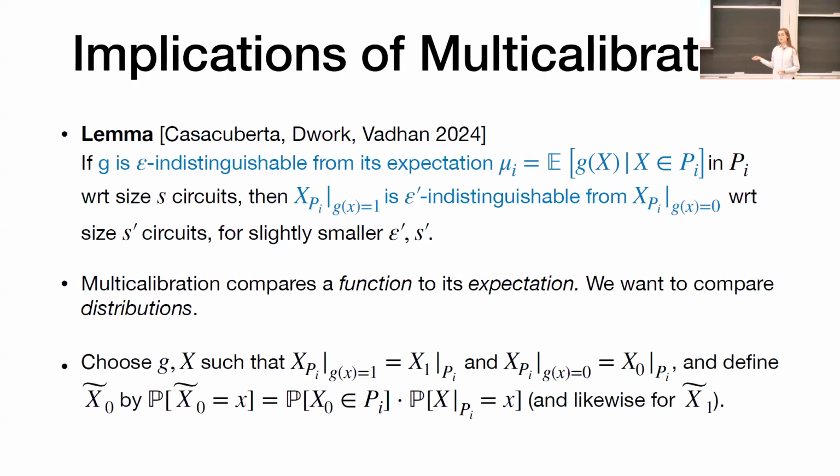So multicalibration compares a function to its expectation. To compare distributions, the general roadmap will be: we choose a g and an x such that where g(x) equals 1, we get the random variable x1, and where g(x) equals 0, we get the random variable x0. And we define x, this distribution we're taking the expectation according to, so that to sample from x0 tilde, we first sample a part of the partition according to the weight that x0 gives it, and then we sample according to this distribution x that we've defined, and likewise for x1 tilde.